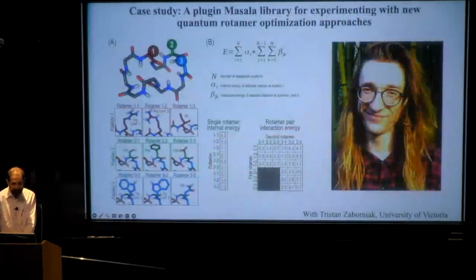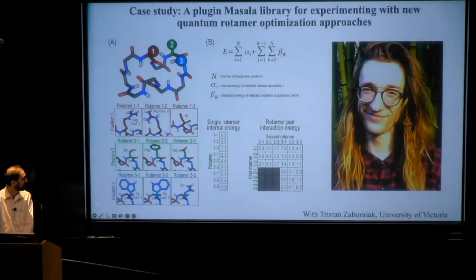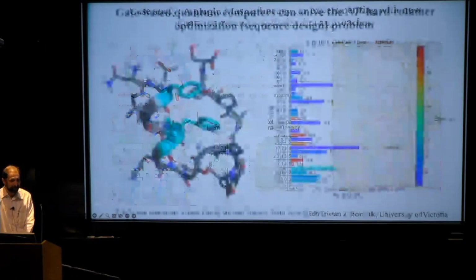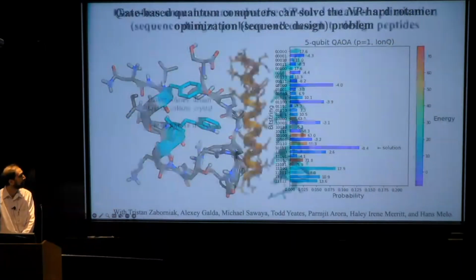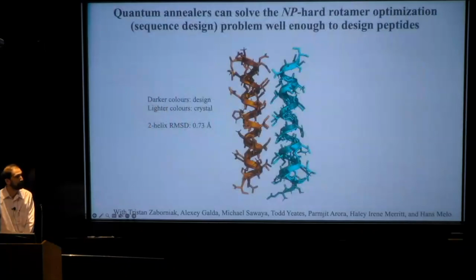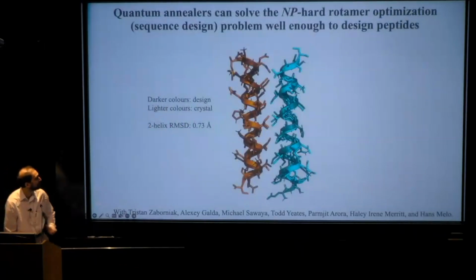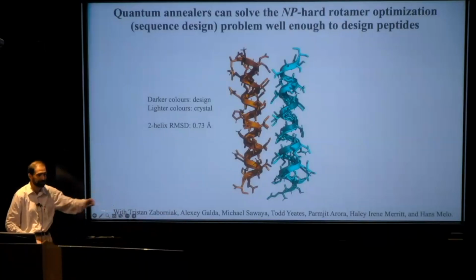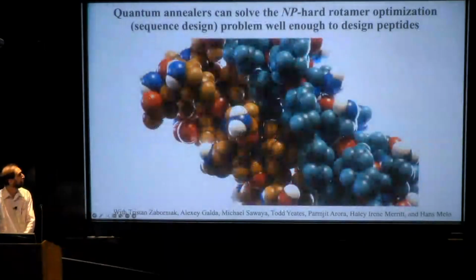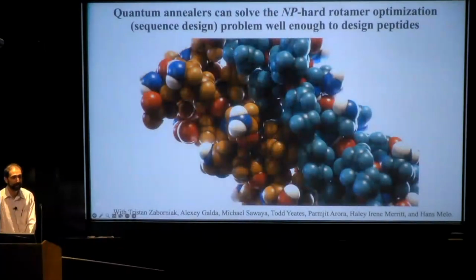A test case of this was implementing quantum computing methods in Masala. And because I've got very little time left, I will just say that the packing problem is NP hard. It maps to quantum computers. We have, on both the IonQ gate-based quantum computer and on the D-Wave quantum annealer, designed peptides. This is a peptide that we designed on the quantum annealer, made in the wet lab, solved the crystal structure of, but all of this was done with one-off Python scripts.